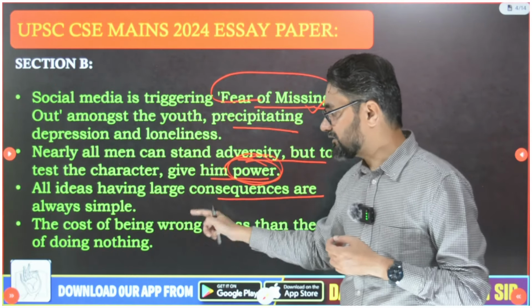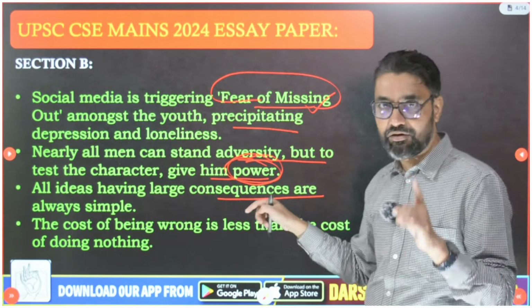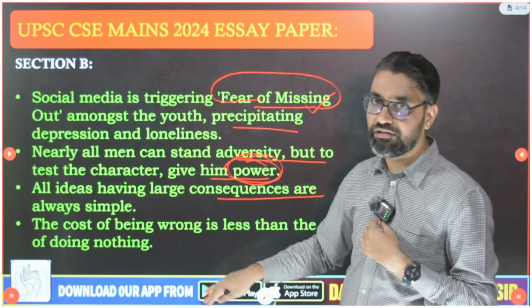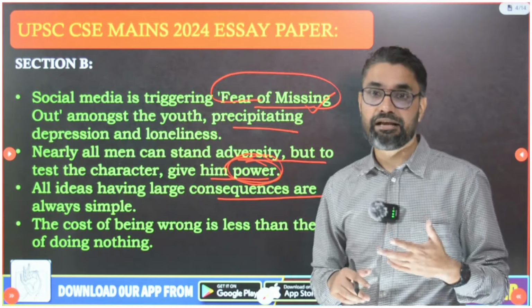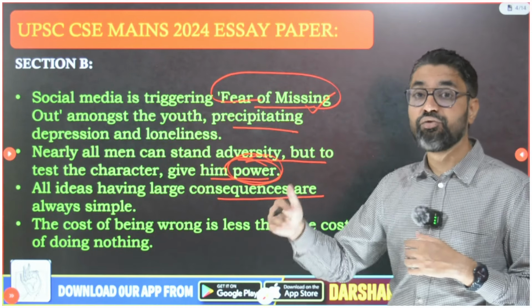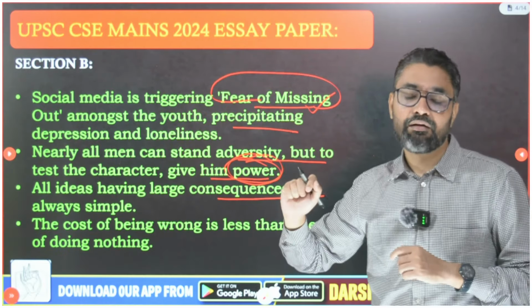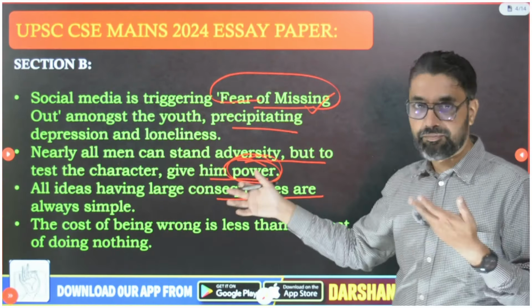But these two essays, "all ideas having large consequences are always simple" and "the cost of being wrong is less than the cost of doing nothing", in both these essays you can disagree. Write 100-150 words and you will get 10-12 extra marks. So let me explain how.